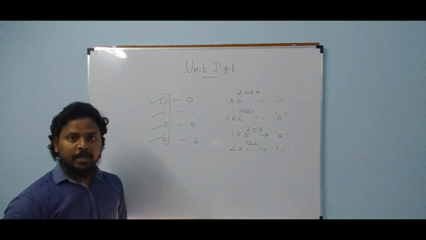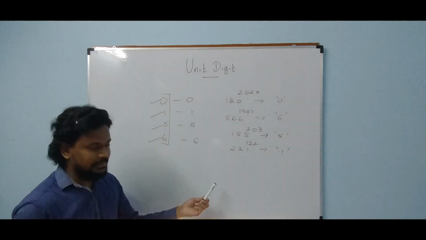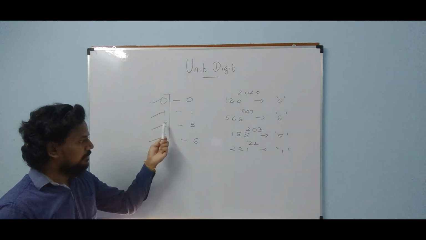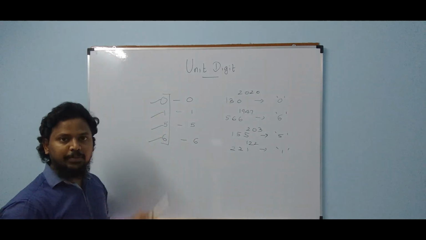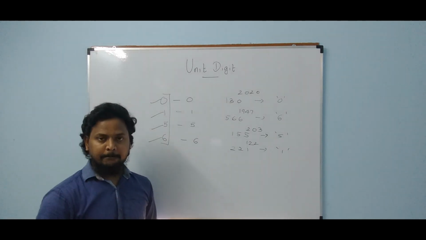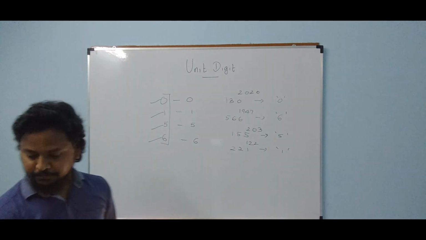Hope it is clear. You can even pause this video here, write these examples, and make sure it is clear in your mind. 0, 1, 5, 6. If any one of these numbers becomes our last digit, then the answer will be the same digit. Let's see further.